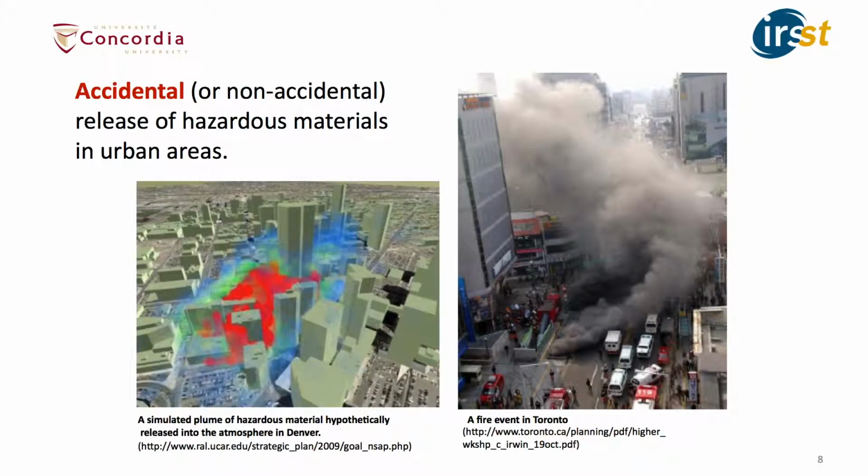There are accidental or non-accidental releases of hazardous materials in urban areas, which is our main interest. On the left-hand side, you'll see a hypothetical release of gas somewhere in Denver, and on the right-hand side is Toronto, an actual fire event that did take place.